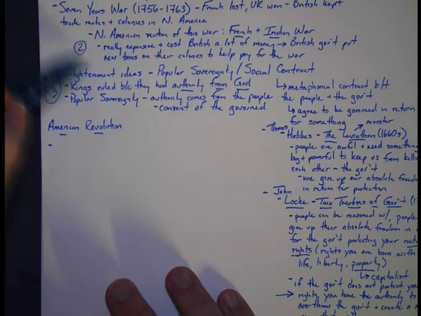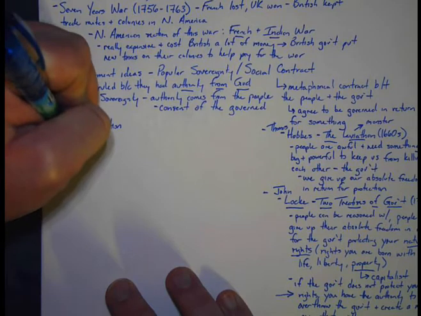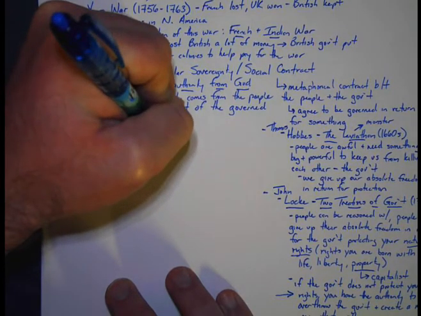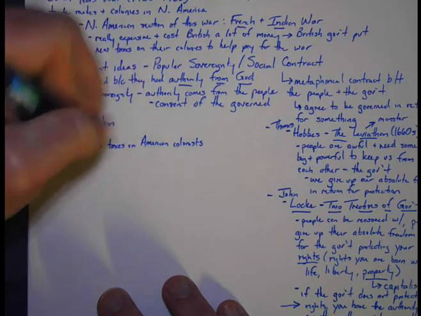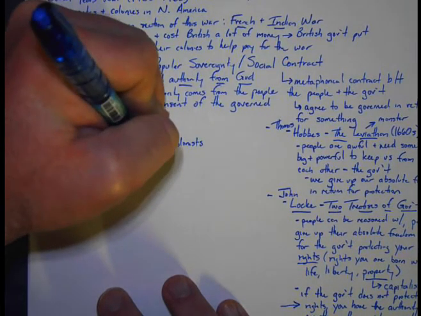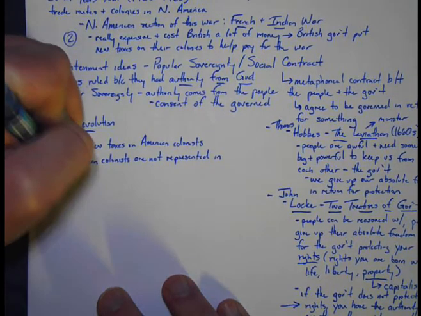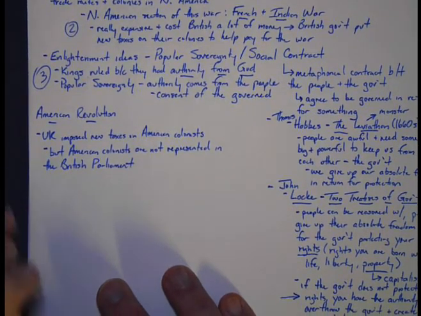So following the North American section of the Seven Years' War, the United Kingdom imposed new taxes on American colonists, which is fine, but here's the sticky part. American colonists are not represented in the British Parliament. There are no American colonists in the British Parliament.